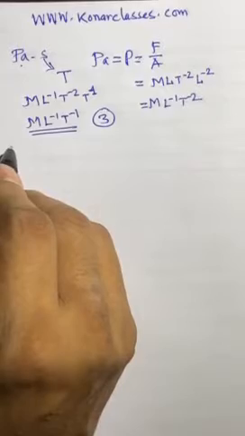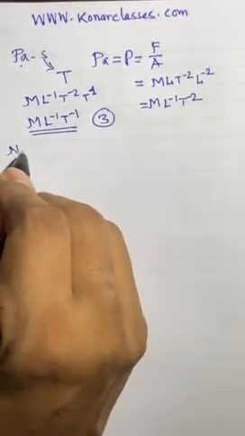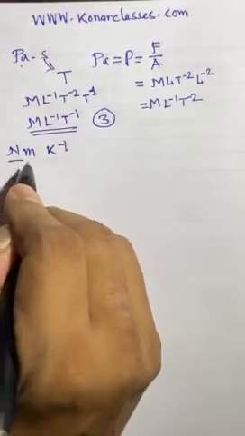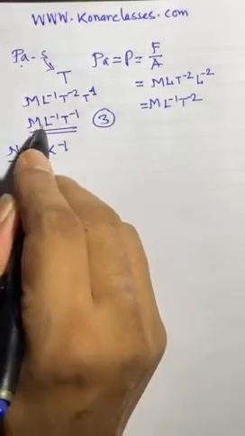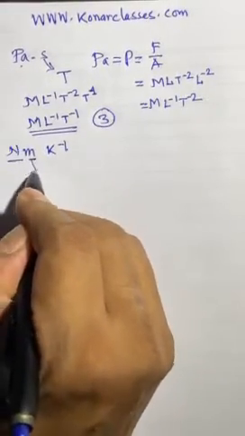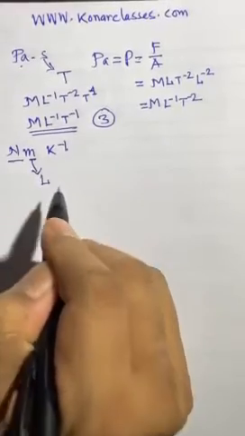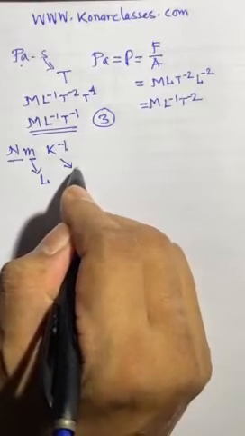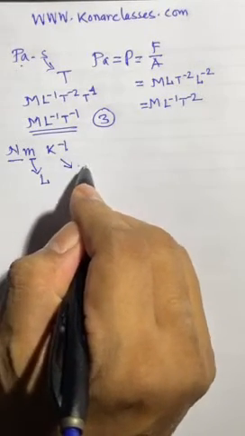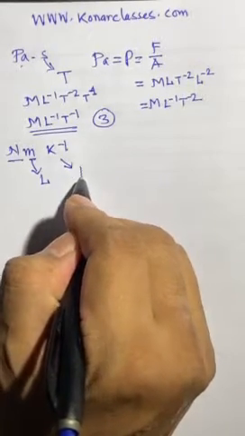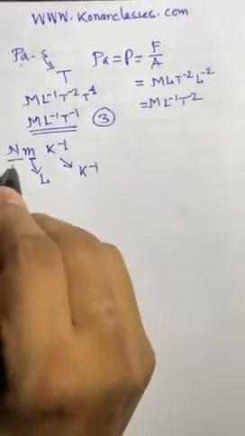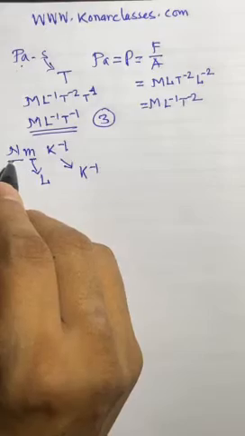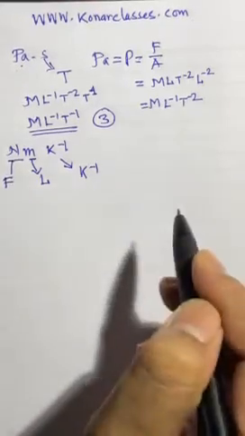Moving on to the next one, N m K to the power minus 1. So N is Newton, m is meter, don't confuse this m with the mass m. So m means meter, which will be length, and K is the thermodynamic temperature, Kelvin. So it will also be K to the power minus 1, the way it is there. So we'll just continue. N is a Newton. Newton means it will be the force.